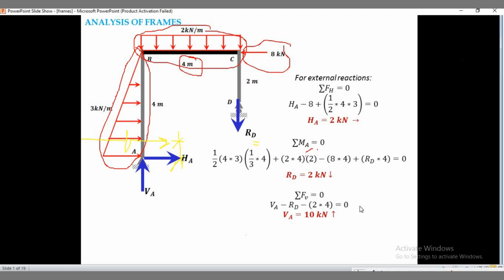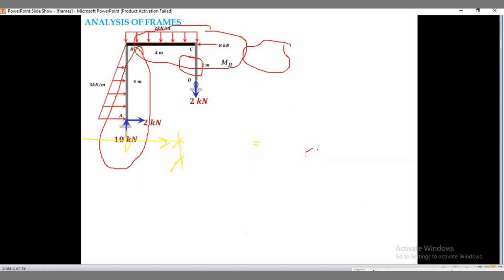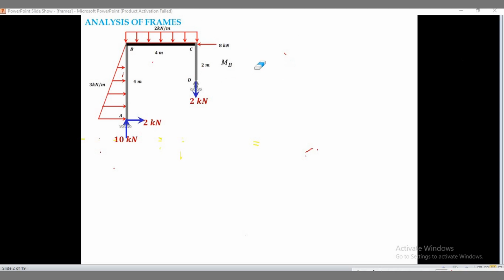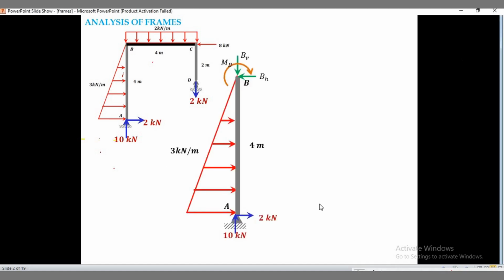Next, once we have obtained the external reactions, we can now analyze this frame by parts. For this frame, we have to draw the shear and moment diagram, like what we did with the beams. So, we'll take first the member AB so we can get our internal reactions.